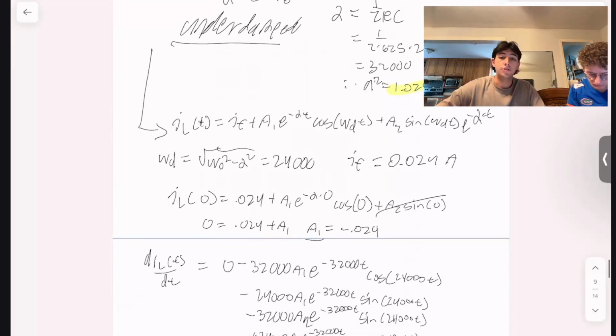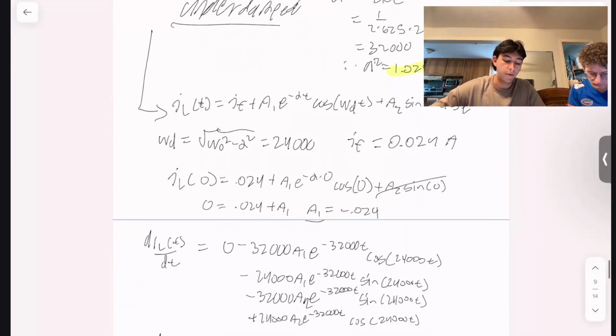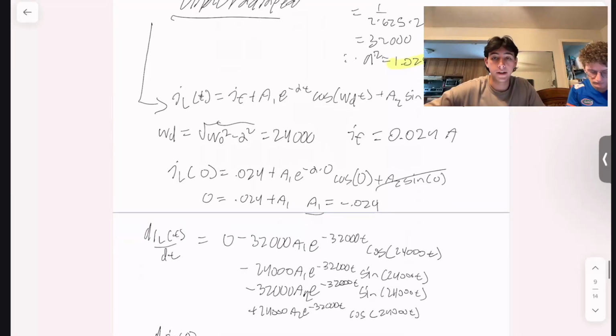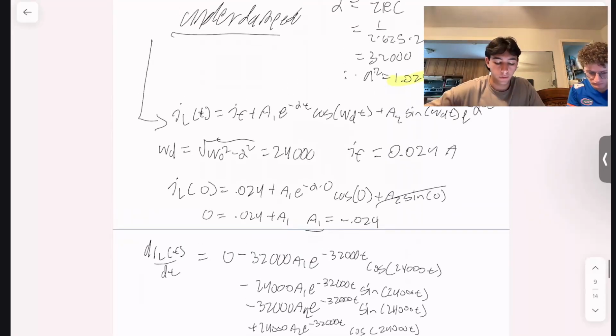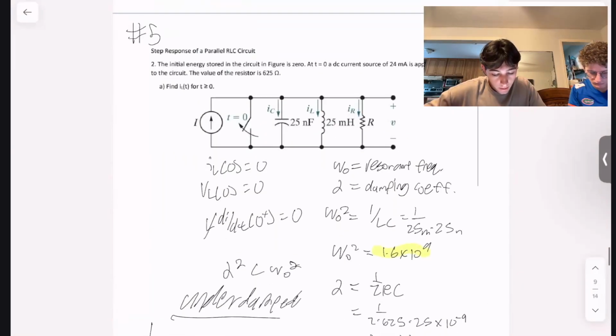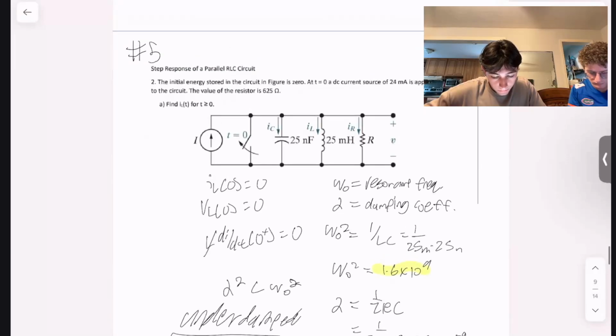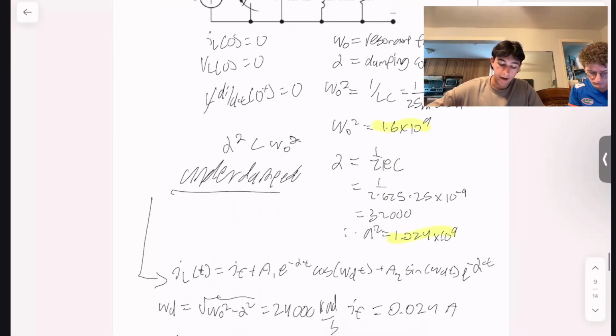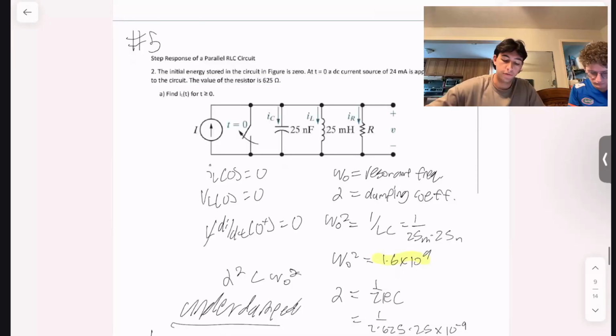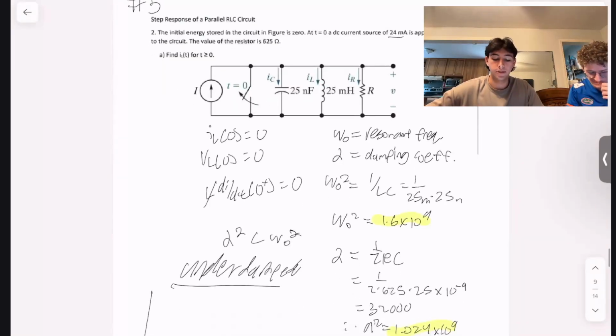And omega damp is your damping coefficient. That is found by the square root of omega sub 0 squared minus alpha squared, which is equal to 24,000 radians per second. And you also know your I final. I believe that is given to you. That's right. Your I final is going to be equal to the 24 milliamps they gave to you in the problem. And that is because this is an underdamped system.